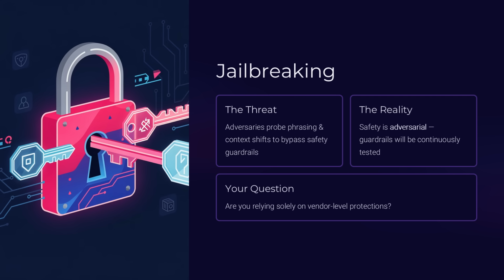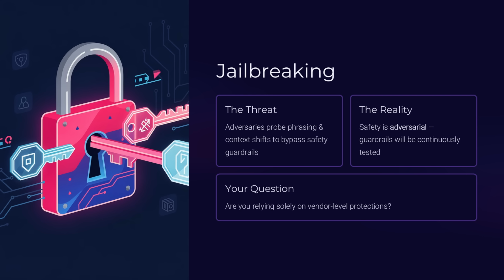Jailbreaking is closely related but distinct. Jailbreaking occurs when users intentionally attempt to bypass safety controls embedded within large language models. These controls are designed to prevent harmful outputs, confidential data disclosure, or policy violations. Adversaries experiment with phrasing, context shifts, and indirect questioning to bypass guardrails. They may gradually steer the model toward prohibited content without triggering built-in safety mechanisms.